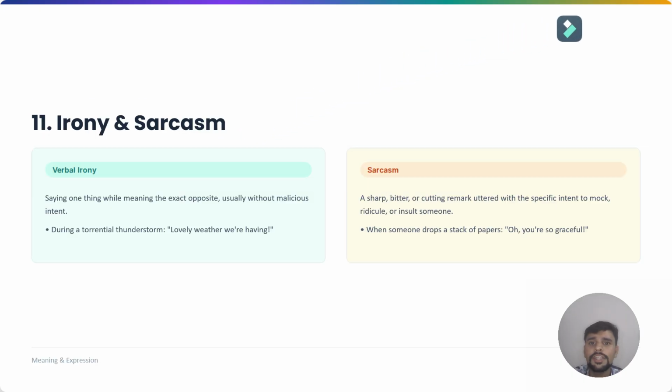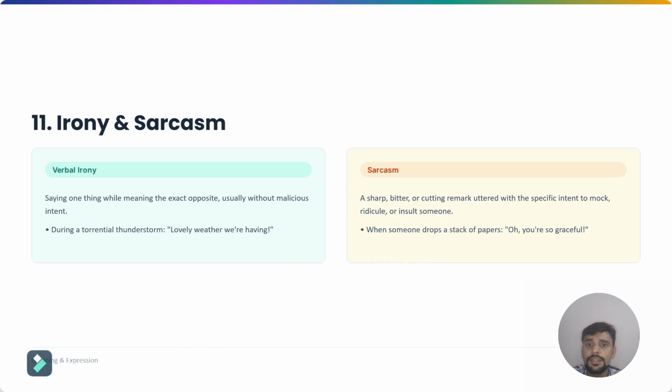Now we reach two terms that are commonly confused: irony and sarcasm. Irony involves a contrast between what is said or expected and what is actually meant or happening. For example, imagine there is a massive thunderstorm outside. Someone looks out of the window and says, "Lovely weather we are having." Obviously, the weather is terrible. The statement communicates meaning through contrast.